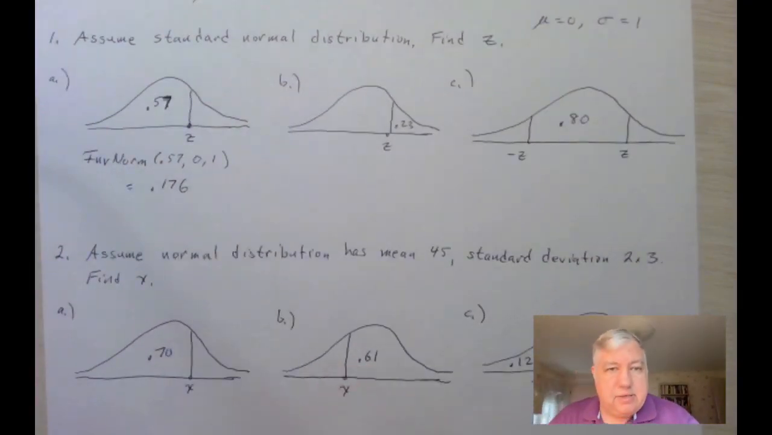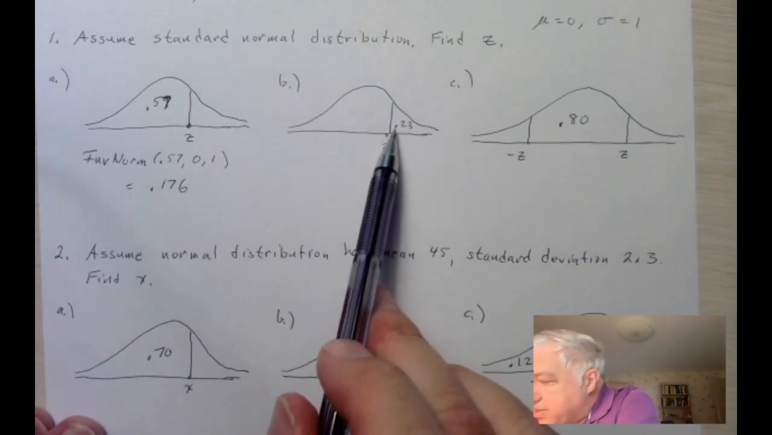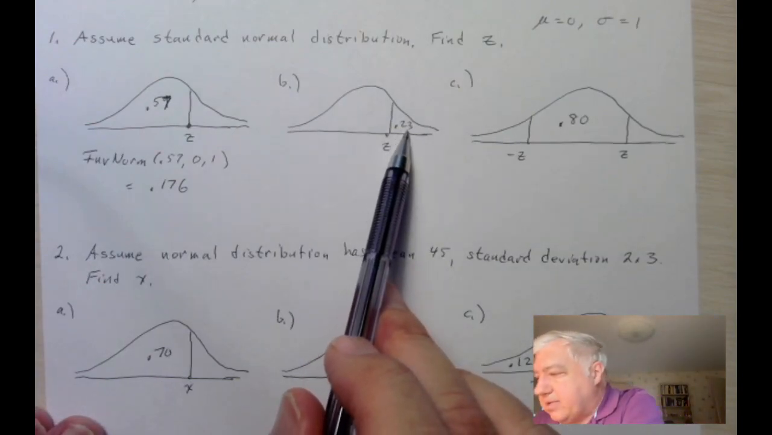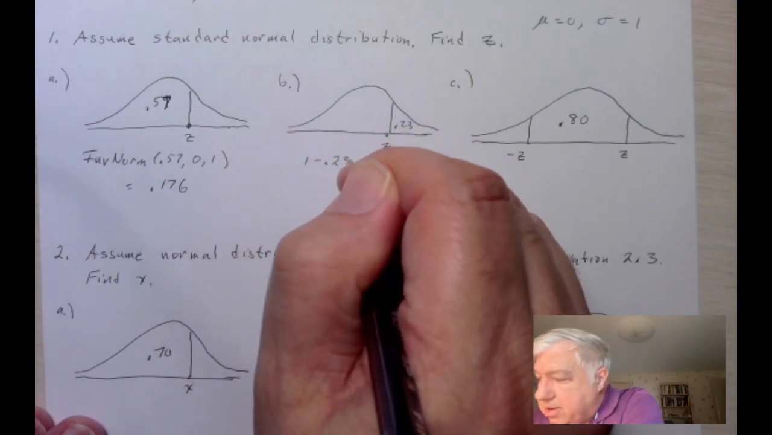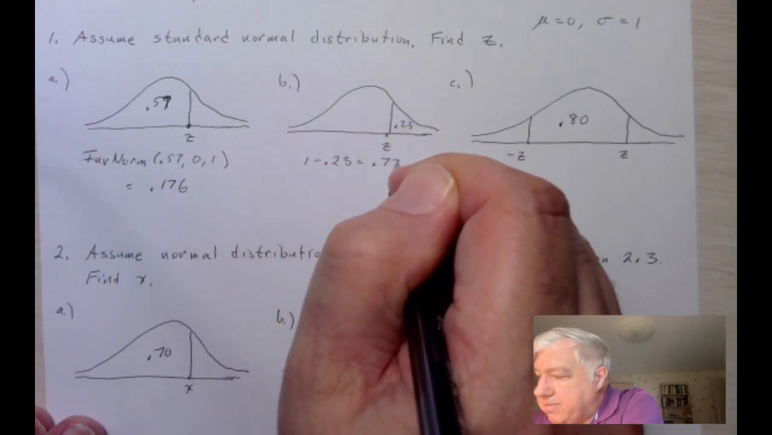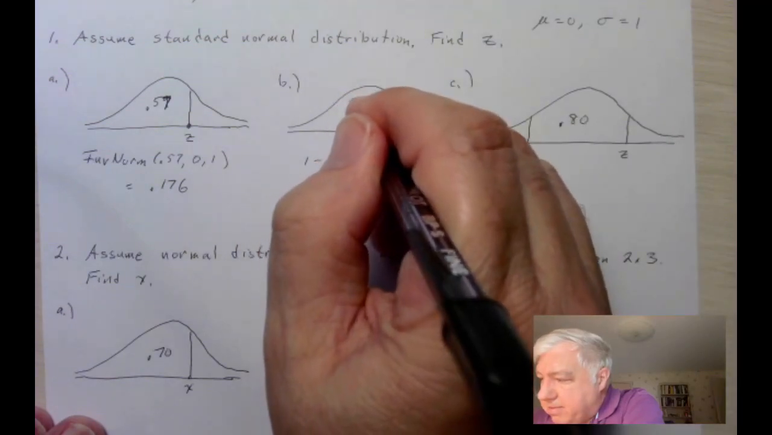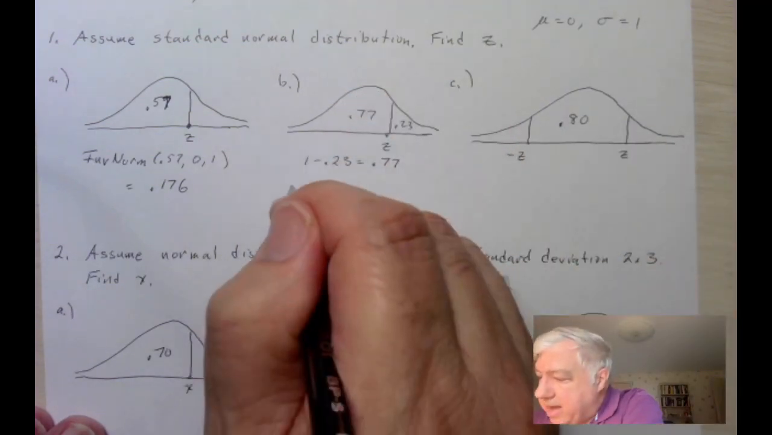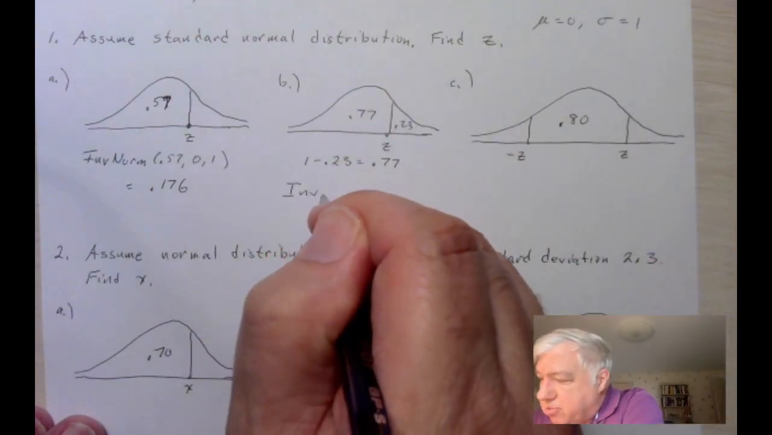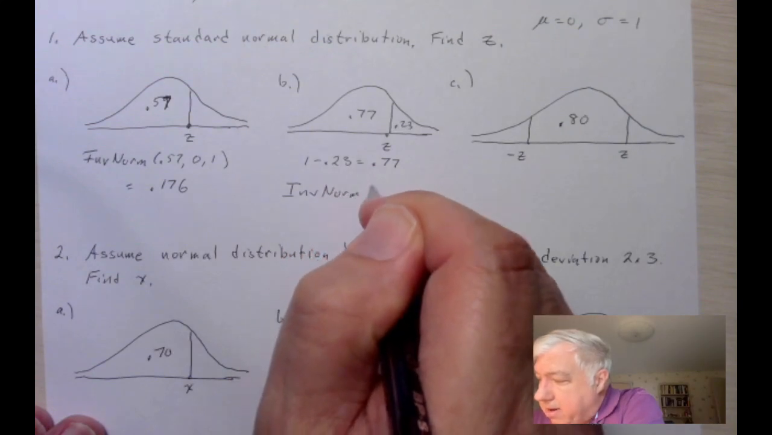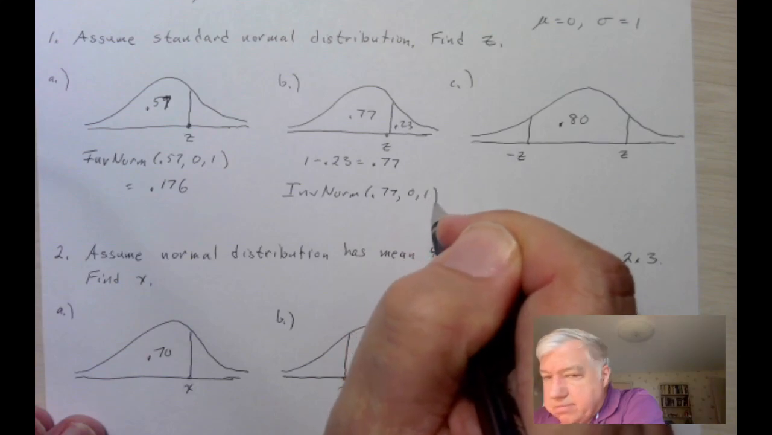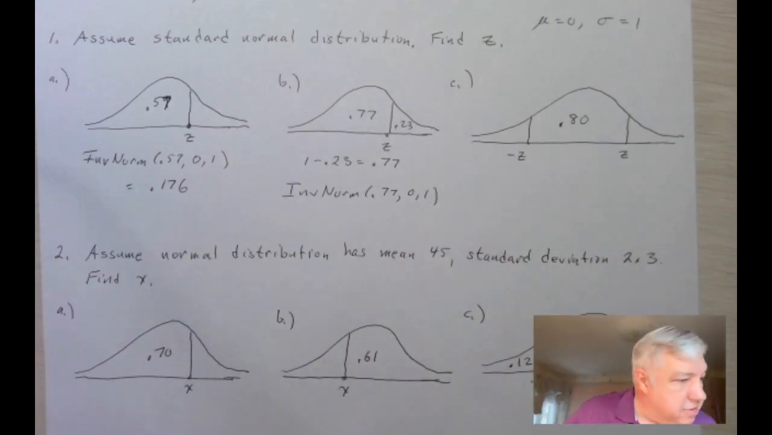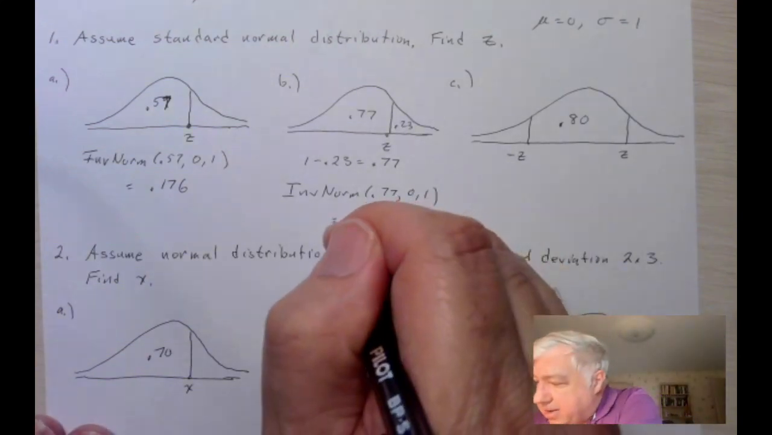In the next one, the area to the right is 0.23, and we know that 1 minus 0.23 is 0.77. So we input that, and we compute inverse norm of 0.77. This turns out to be 0.739.